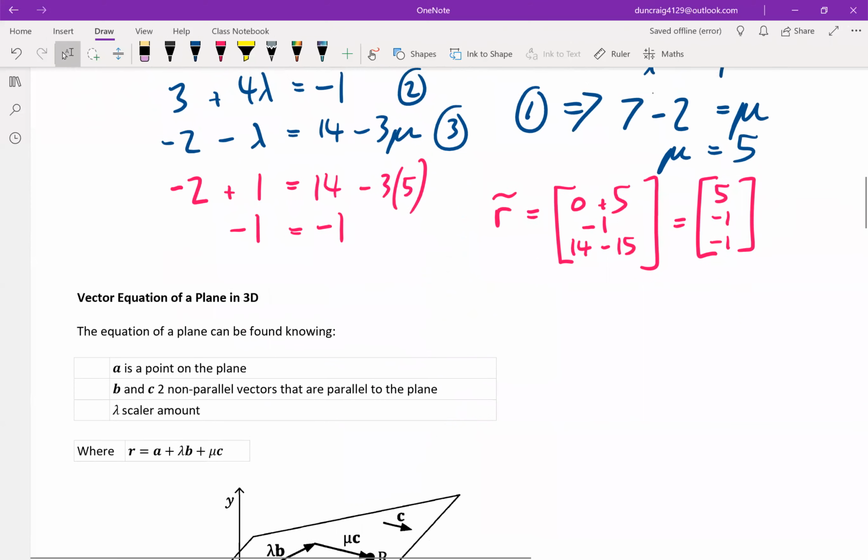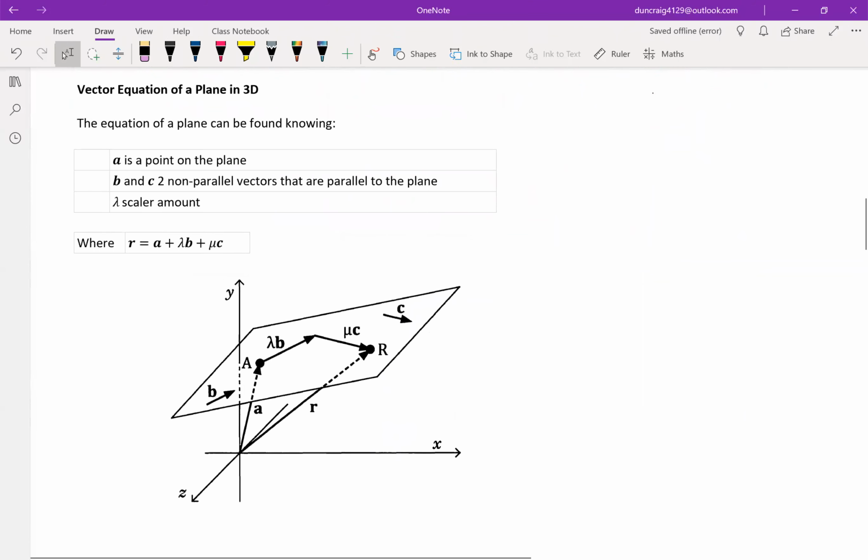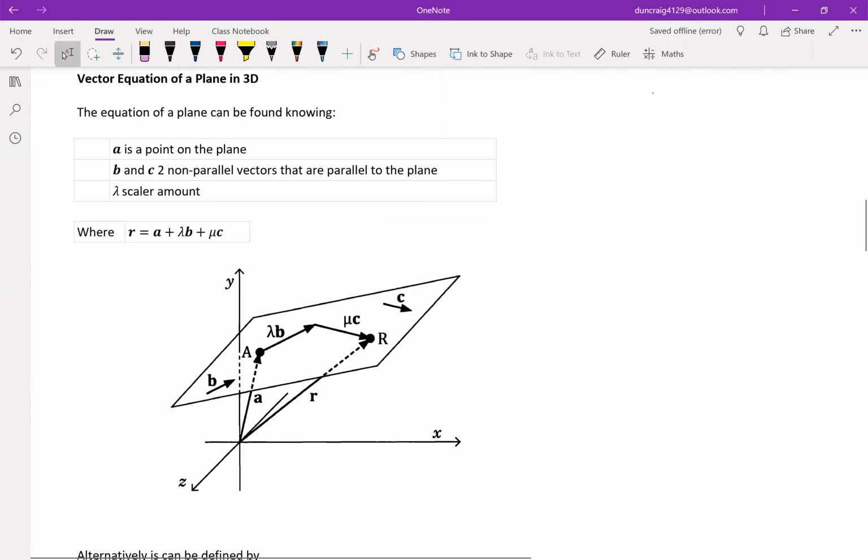Cool, awesome. So that's a vector equation of a line in 3D. Now we're going to have a look at the vector equation of a plane in 3D. This can be found knowing a few different things. First, you need a starting point on the plane, any particular point that exists on the plane. And then you also need two non-parallel vectors that are parallel to the plane. Essentially, if you have some scalar amount of one of those vectors and another scalar amount of the other vector plus the starting position, that'll give you the equation of the plane.